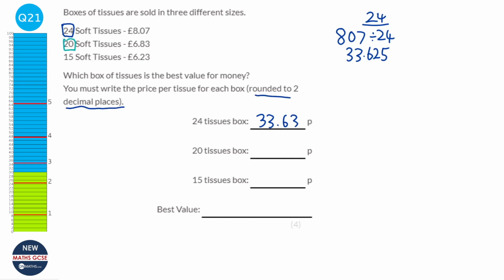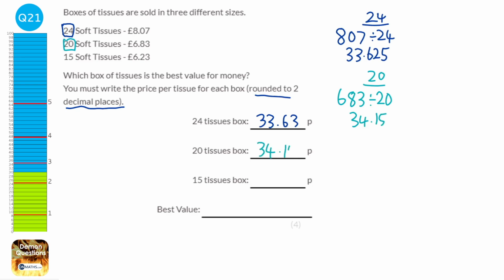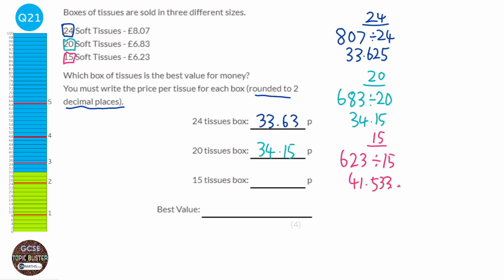Next one, we're going to do the 20 soft tissues. So this time I'm going to do 683 divided by 20. When I put that into the calculator, you get 34.15, so that's already 2 decimal places. And then finally we're going to do the 15 soft tissues. So we're going to do 623 divided by 15 to find the price per tissue. It should be 41.533 and so on, and rounded would be 41.53.